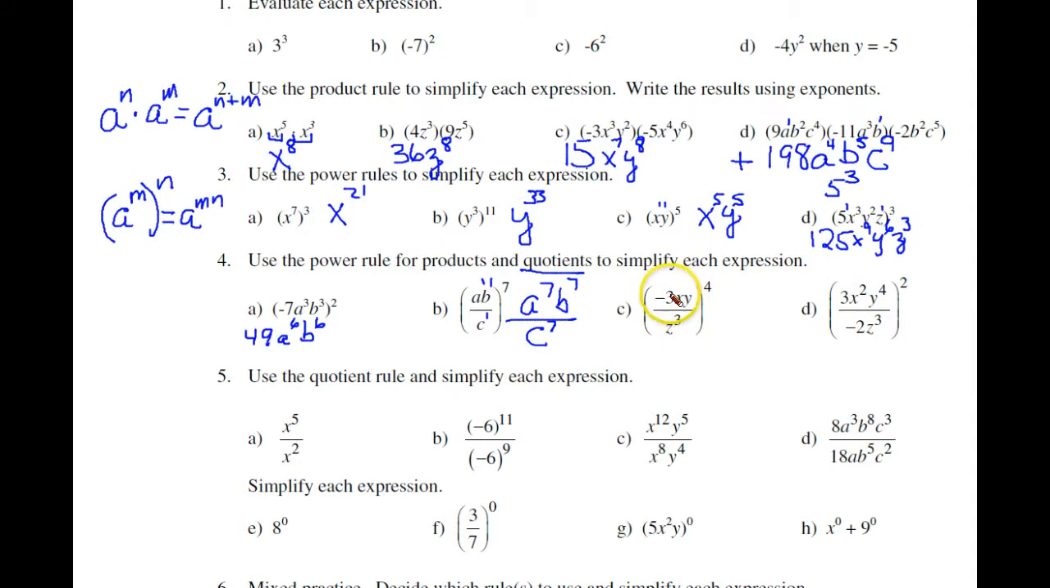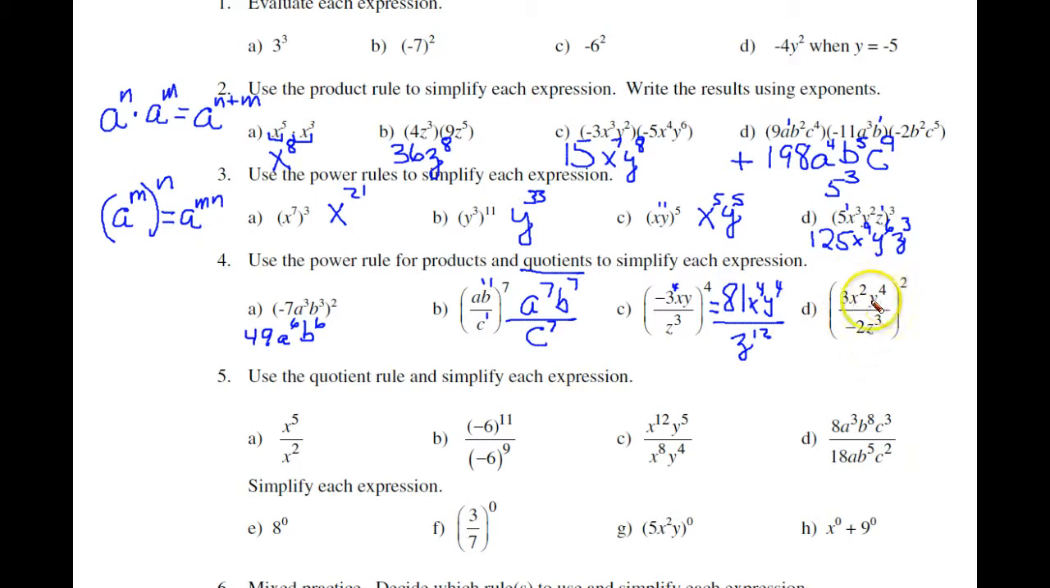Now here's a good chance to practice when we're raising a negative to an even power. If it's an odd power, the answer is going to be negative. But a negative raised to an even power will always be positive. So our sign here is positive. And 3 to the 4th power is 81. X to the 4th, y to the 4th, over z to the 12th.